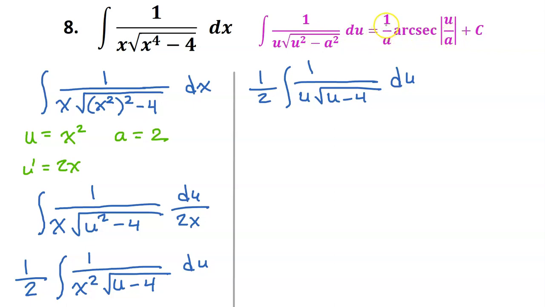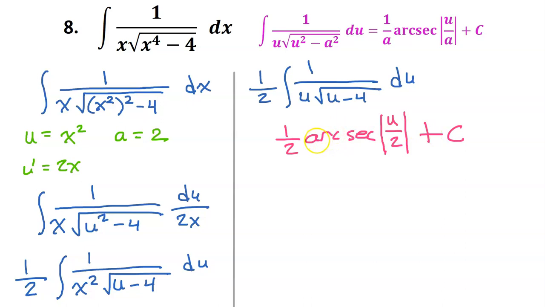So we need to have 1 over a, and remember that a is 2. So I'm going to say 1 over 2, and then arcsecant. Arcsecant is the only one that has the absolute value around the u over a. And then we will go ahead and put u over a, so u over 2 plus c.